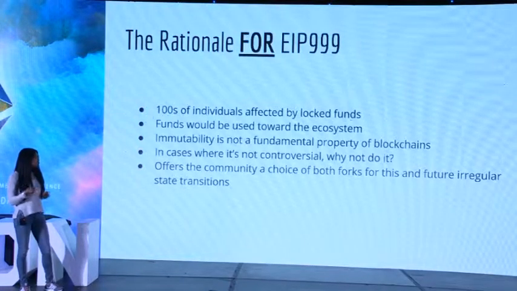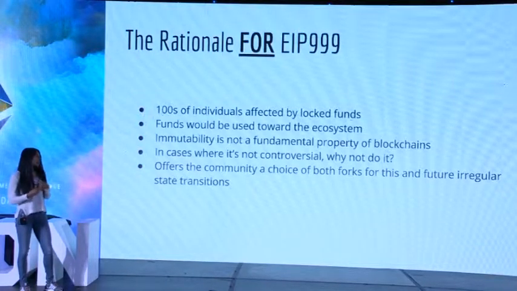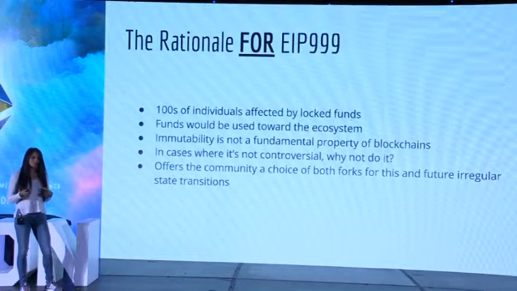And again, in cases where it's not controversial, why not do it? And I think the most sound argument is if we do this, it offers the community a choice of both this fork or whichever fork they want to choose based on their preferences and viewpoints and ideologies. So why not give them that choice?